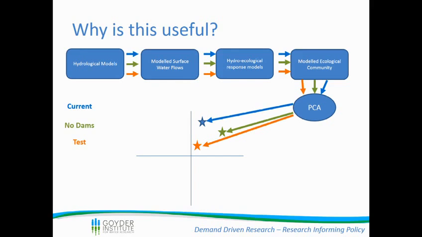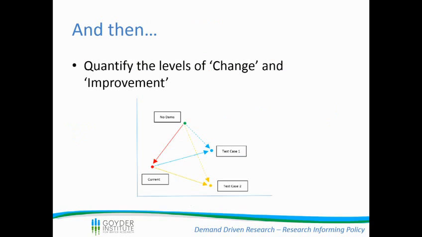Then finally, you take your test scenario. So just say this is people taking their full allocation. So now you have 3 points in space. So this is your current scenario, this is your NODAMs scenario, and this is your test scenario. Now this becomes really handy because now you can actually quantify to maintain and/or improve.